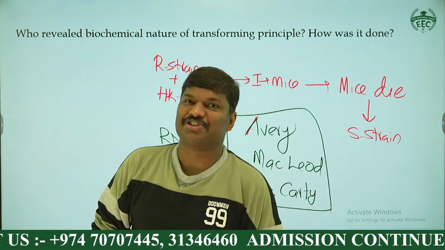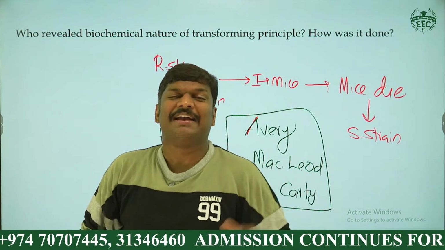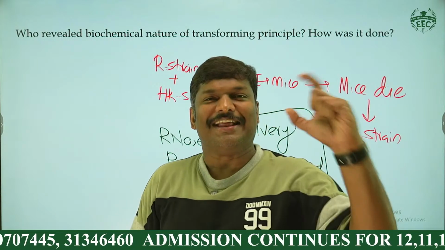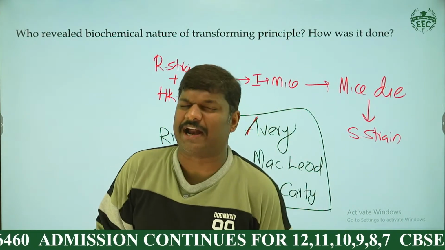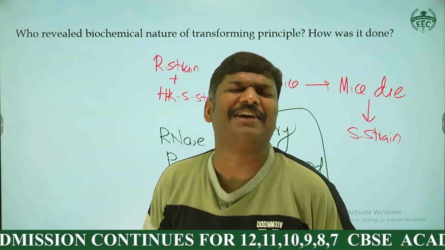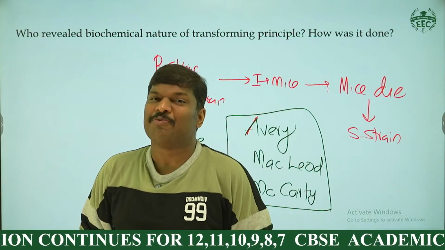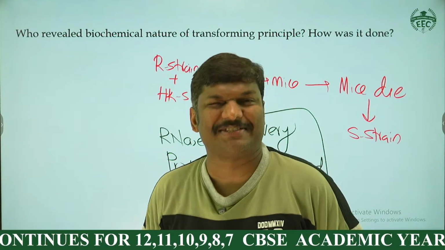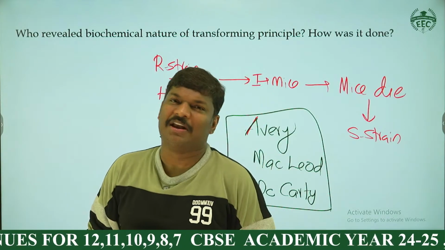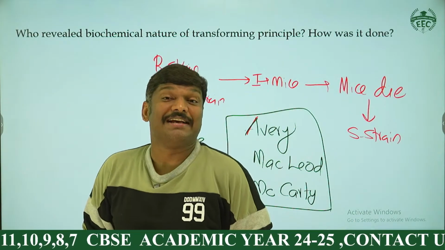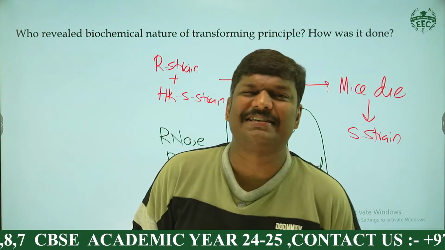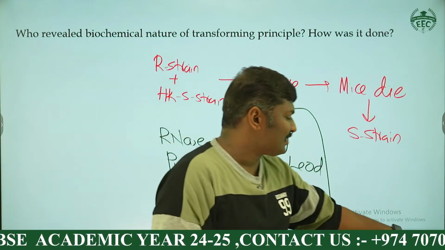You can see the Hershey and Chase experiment you are very familiar with. In the Hershey and Chase experiment, they proved that DNA is the genetic material and protein is not the genetic material using two radioactive isotopes. One is called P32, the other is called S35. Why did they select P? Because P is present in DNA and absent in protein. Why did they select S35? Because S is present in protein and absent in DNA. And that is the Hershey and Chase experiment.